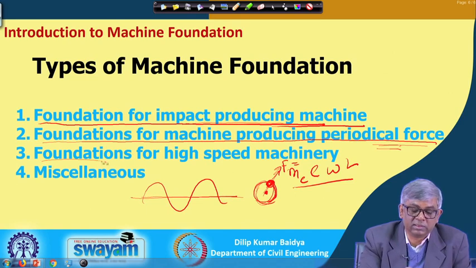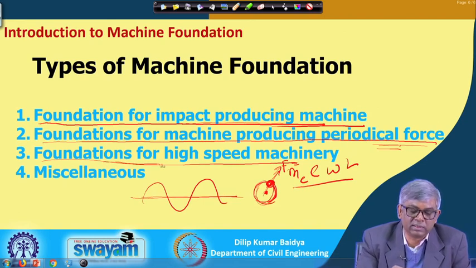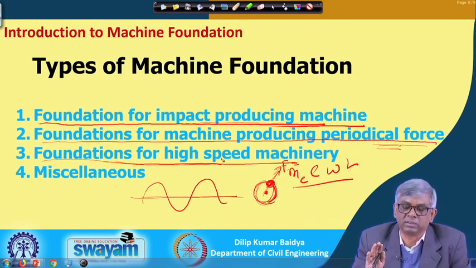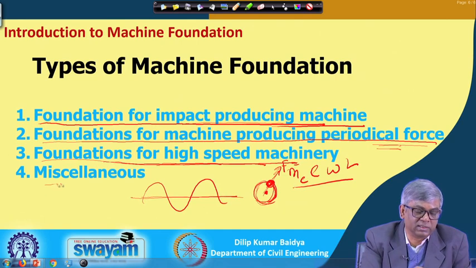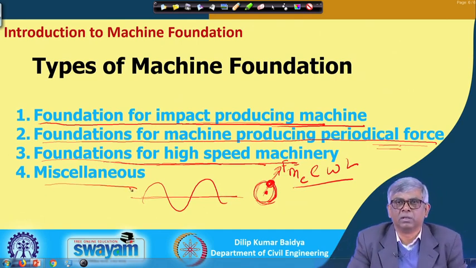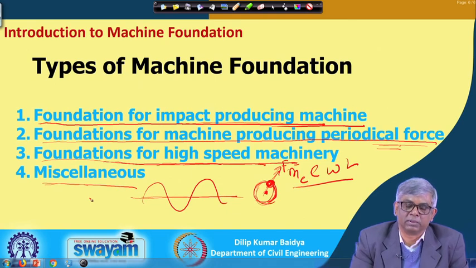Similarly, the foundations for high speed machineries. Again, periodical force can be of moderate, medium or high frequency. If it is a high frequency, there is a typical type of foundation we use, so that is another classification, foundation for high speed machineries. And then miscellaneous, that means any other kind of machine, which also requires some foundation. So, depending upon the type of force and frequency, one can decide what type of foundation is required.